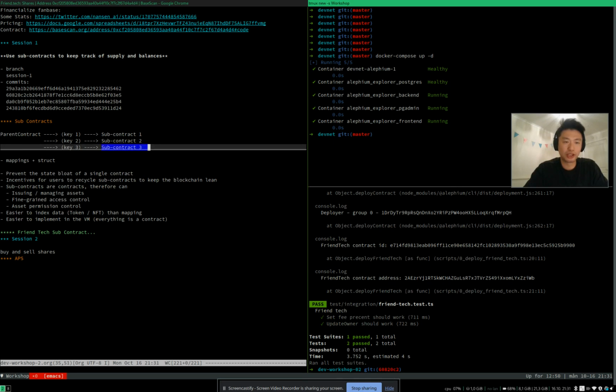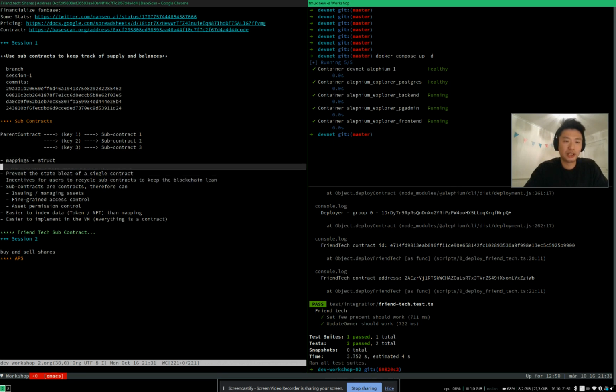A subcontract actually requires a contract deposit, which is set to like 1 ALPH right now. And after you create this entry, you probably want to clean it up because you can reclaim the deposit back. So you have the incentive to recycle the subcontracts to keep the blockchain lean.